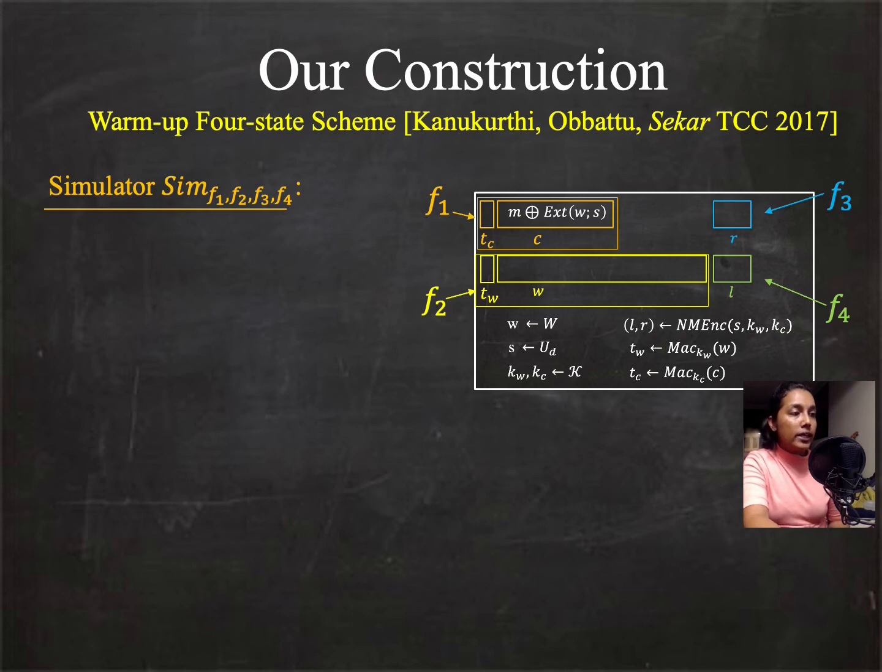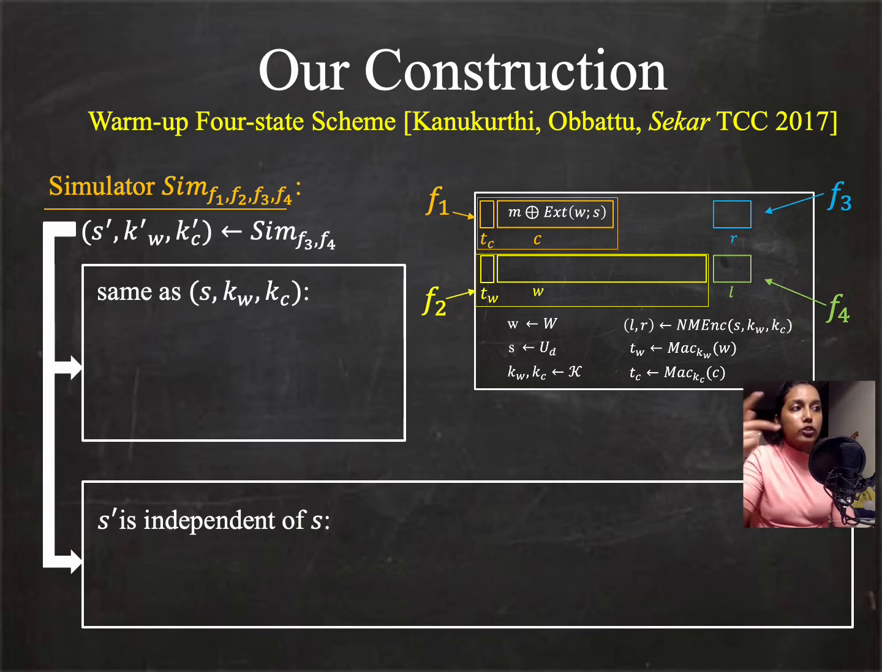And to get the non-malleability, like I said, we are going to amplify the non-malleability of the underlying NMC. So we would use the underlying non-malleability, which tells you that there exists a simulator that just depends on f3, f4 and gives you the tampered S prime, KW prime and KC prime, which are one of two cases. Either they'll be the same as the original or they will be independent. This is the guarantee that the underlying NMC gives. So let's look at each of these cases separately.